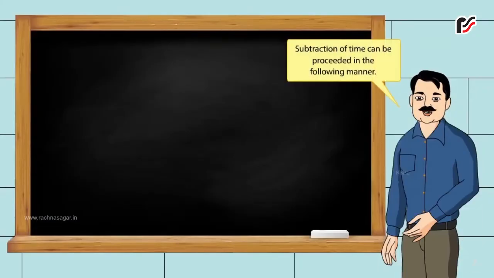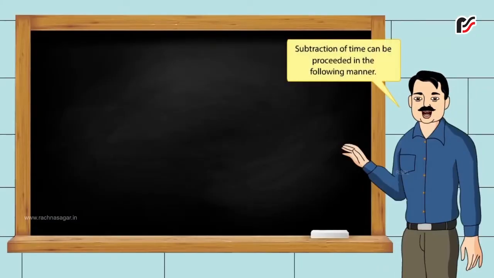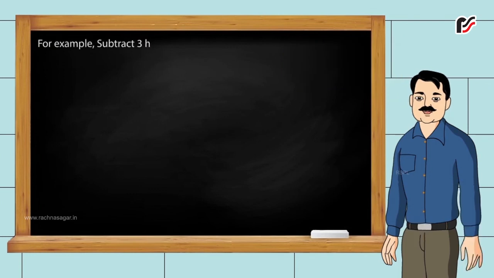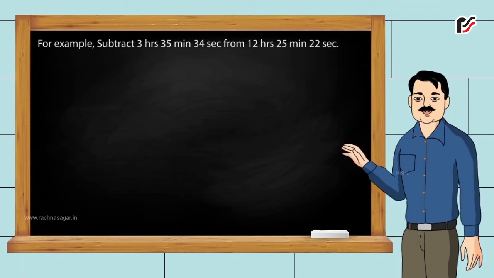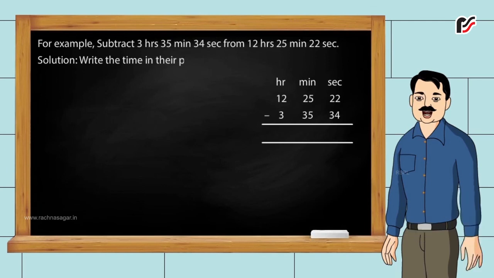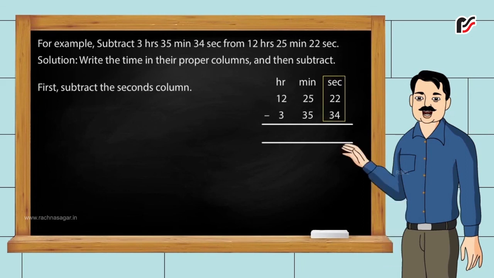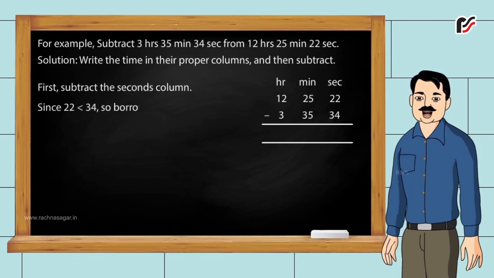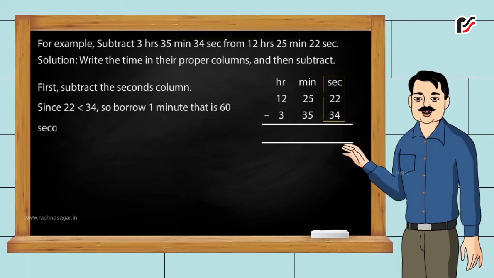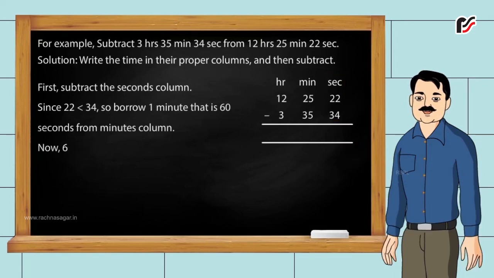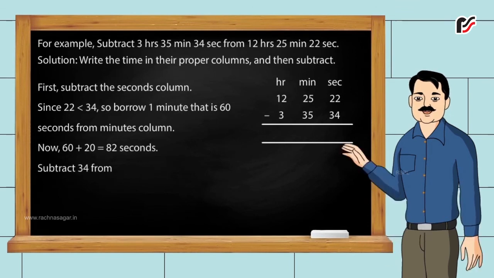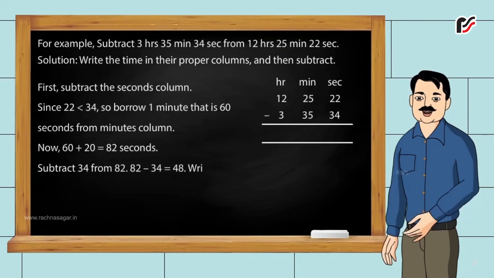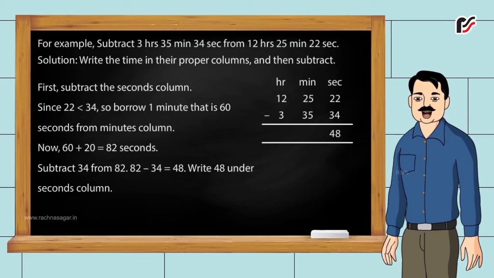Subtraction of time. Subtraction of time can be done in the following manner. For example, subtract 3 hours 35 minutes 34 seconds from 12 hours 25 minutes 22 seconds. Solution. Write the time in their proper columns and then subtract. First, subtract the seconds column. Since 22 is smaller than 34, borrow 1 minute, that is 60 seconds, from the minutes column. Now, 60 plus 22 equals 82 seconds. Subtract 34 from 82. 82 minus 34 equals 48. Write 48 under the seconds column.